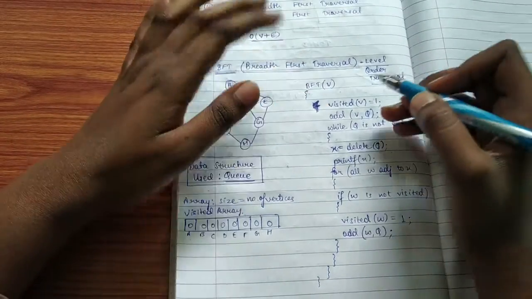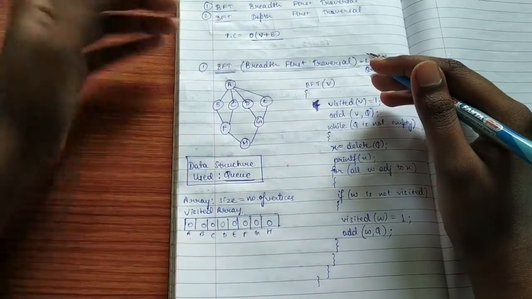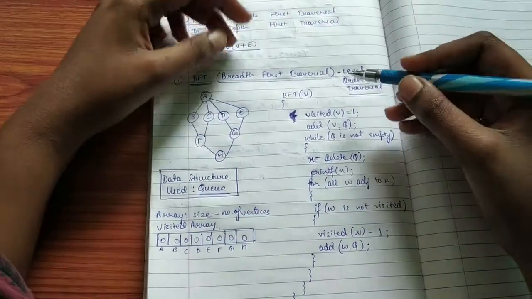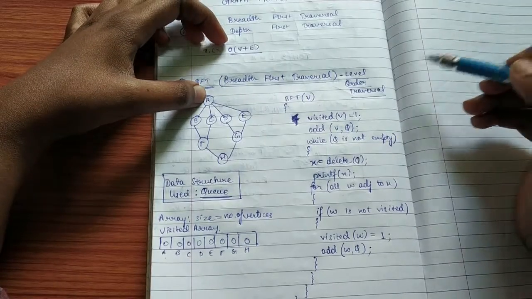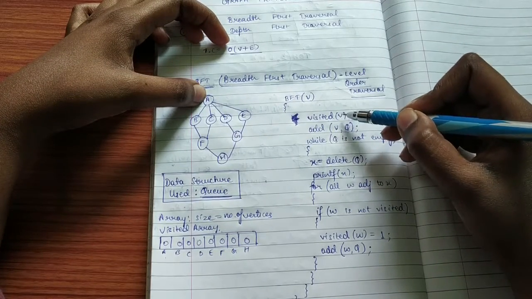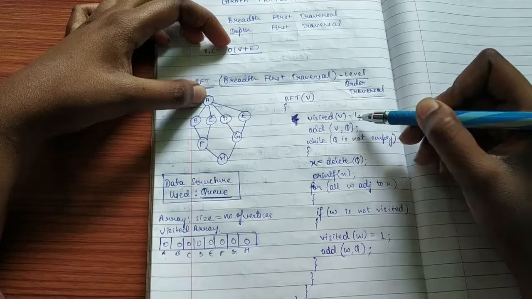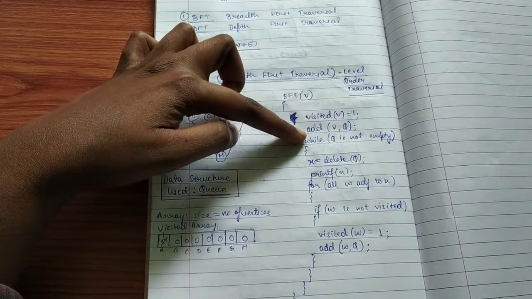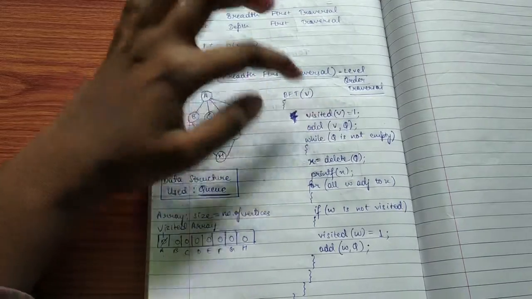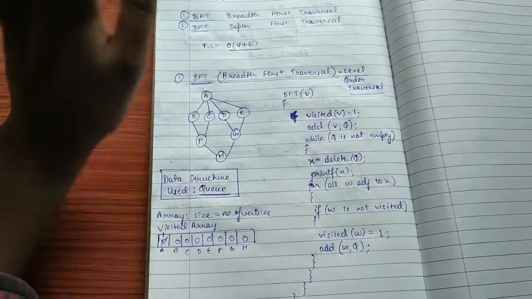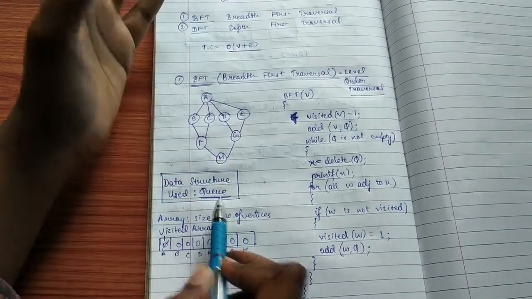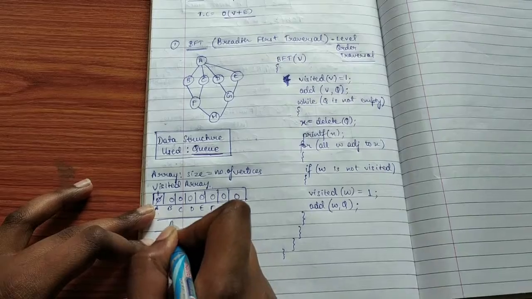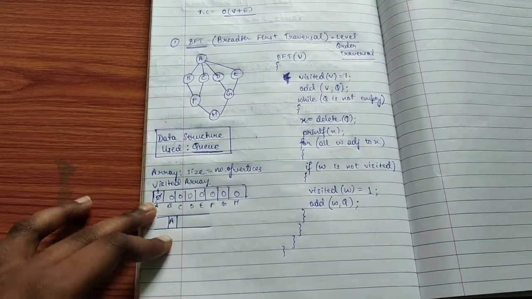So we see that we have our source vertex. In this case, let us take A as the source vertex. As you begin, you have visited A, so you make visited of V, that is visited of A, equal to 1. So let us make it equal to 1. Now you add A to the Q. We have used this data structure Q. Now why have we used this? You'll know soon. So we add A to the Q.